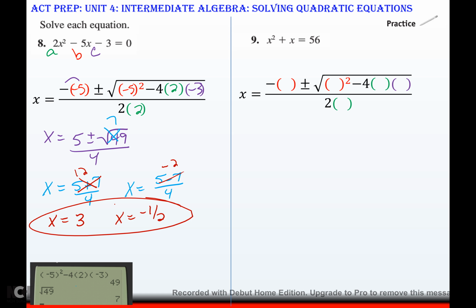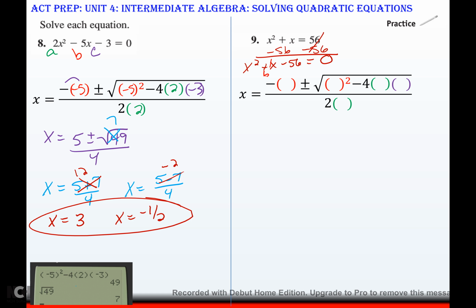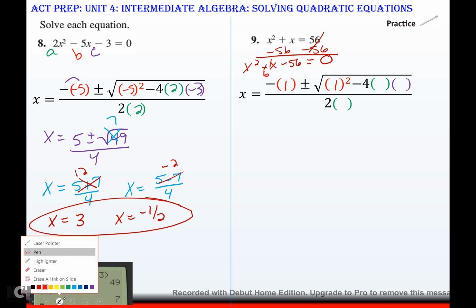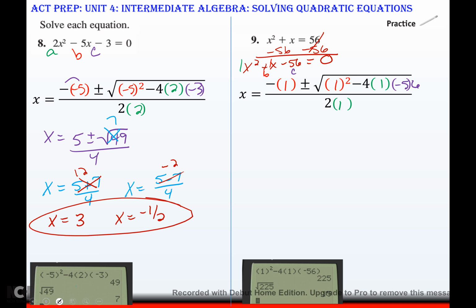Okay. Number 9, I've got to get it in standard form, which means I want 0 over here, so I'm going to minus 56, which gives me 0. Quadratic order would be x squared plus x minus 56 equals 0, which now tells me that b is positive 1, that a is positive 1, and c is negative 56. Typing just what's under the radical in, I get 225. So that gives me x equals negative 1 plus or minus the square root of 225 all over 2.